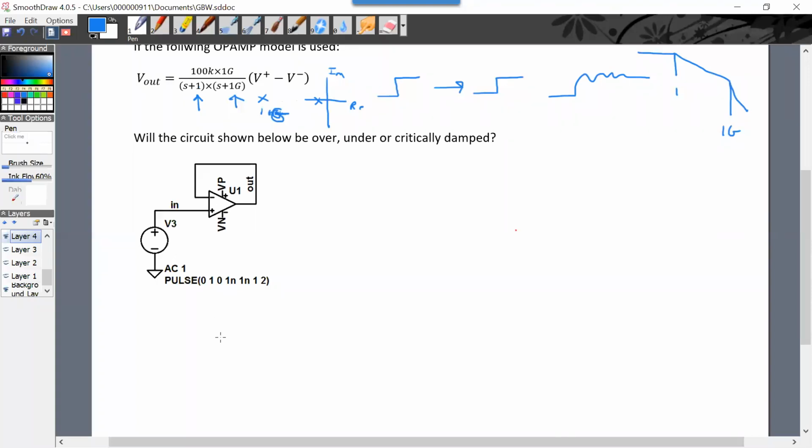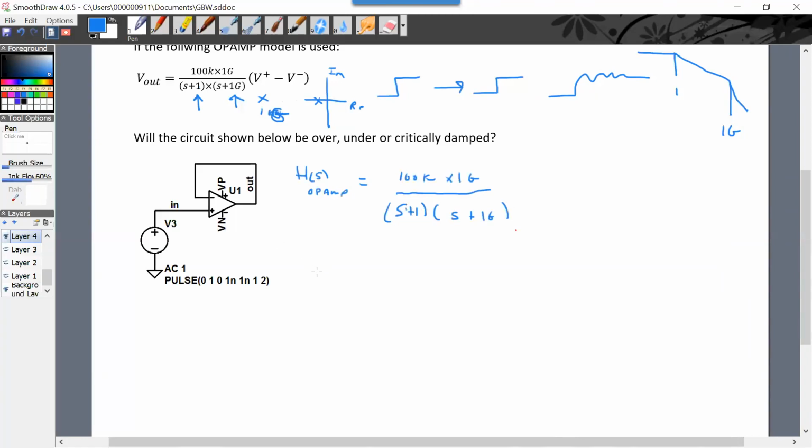Well, let's put it in the feedback. Now I'm going to say H(s) of the op amp is 100K times 1 gig over (s plus 1)(s plus 1G). I break it up like that so I can keep track of what I'm doing, because at DC, the 1 gigs cancel out, and then I'm left with an open loop gain of 100K.